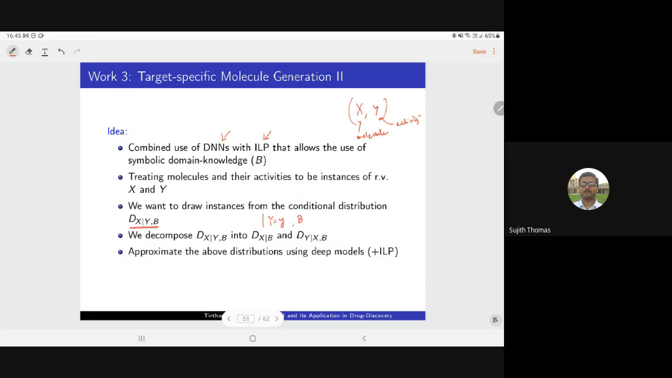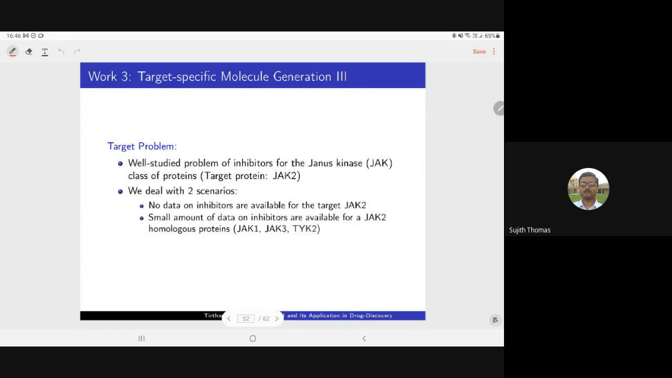Now what we do is we decompose using ideas from Bayes rule. We decompose D(x given y comma B) into D(x given B) and D(y given x comma B). So one is a discriminator, another is a generator. And now that we have theoretically decomposed this, we need to approximate this distribution given data. And that can be done with the help of deep models and, of course, with the help of MDIE. Let us see how to do that.